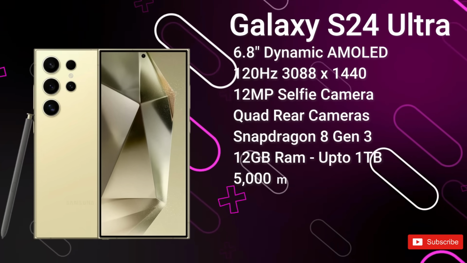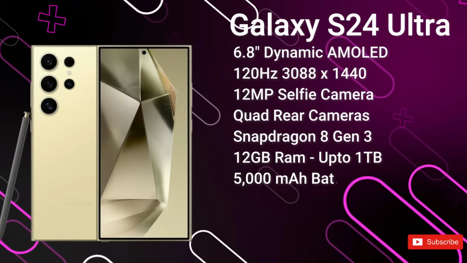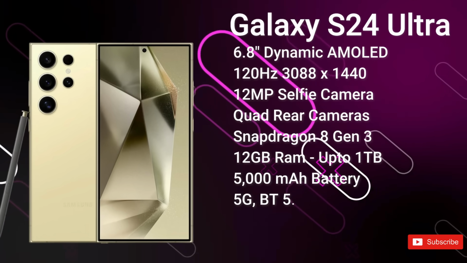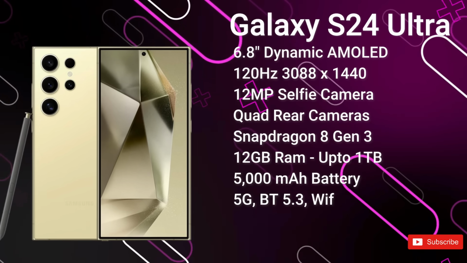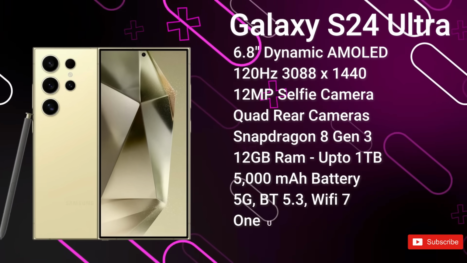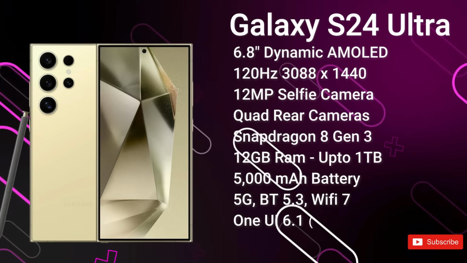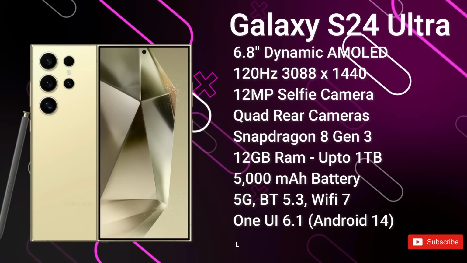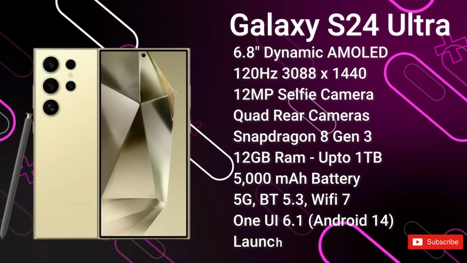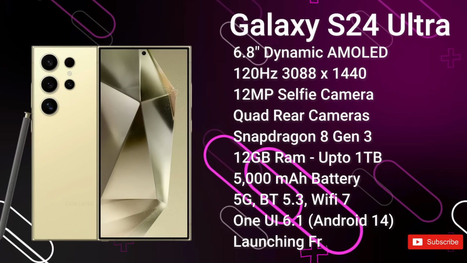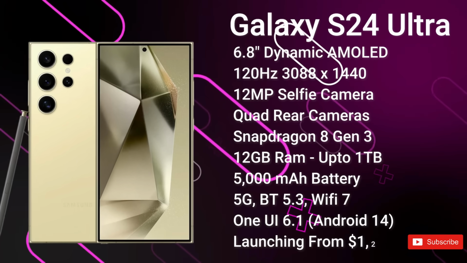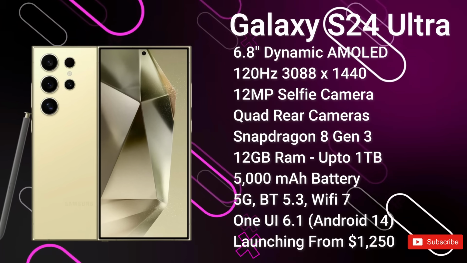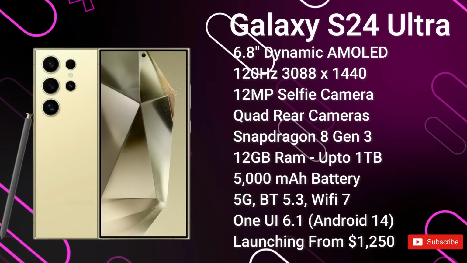Despite previous rumors, it's going to be powered by the Snapdragon 8 Gen 3 in all regions, and it's only the S24 and the S24 Plus that are still going to be using the Exynos. And with this S24 Ultra, we get up to 12 gigs of RAM with the choice of 256, 512, and 1 terabyte of storage. And this is of course UFS 4.0. It comes with a 5,000 mAh battery, and while having 45 watts fast charging, and we're also going to get 5G, Bluetooth 5.3, and Wi-Fi 7.